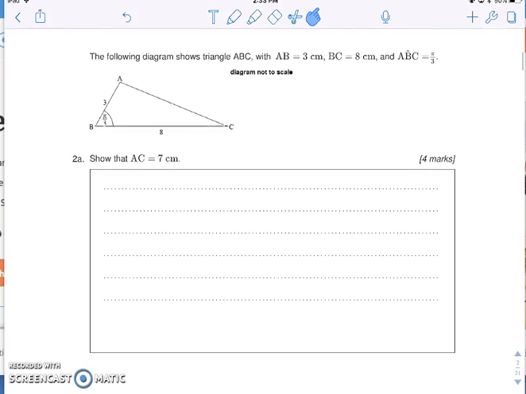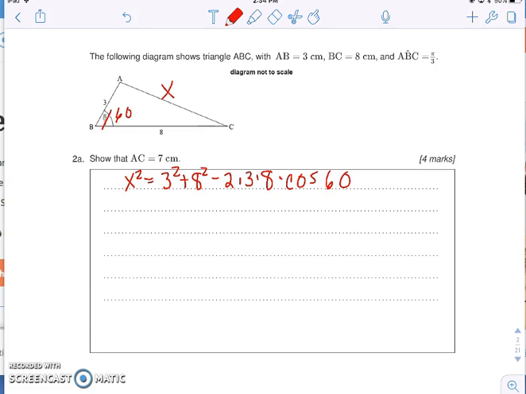Now the next one here, on the following diagram ABC with AB 3, BC 8, angle ABC pi over 3, show that AC is 7. So we know it's 7, but it's saying, why is this side 7? Well, this is a law of cosines problem. So x squared equals 3 squared plus 8 squared minus 2 times 3 times 8 times the cosine. I like degrees better, so pi over 3 is 60. So x squared equals 9 plus 64 minus 2 times 3 is 6, times 8 is 48. And then we have to figure out the cosine of 60.